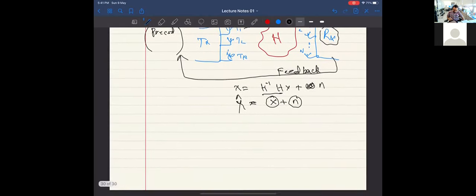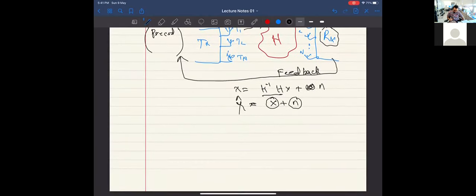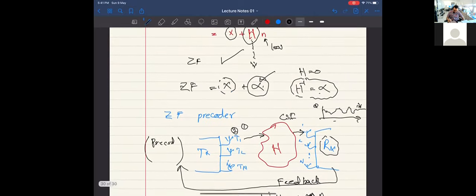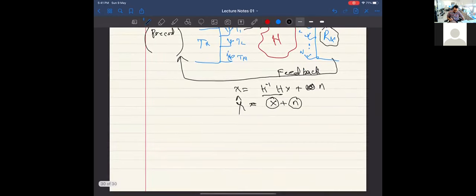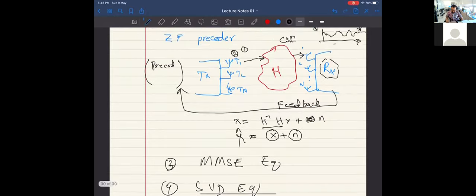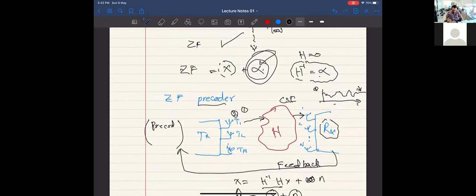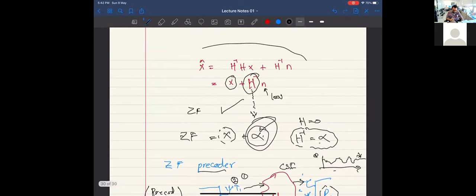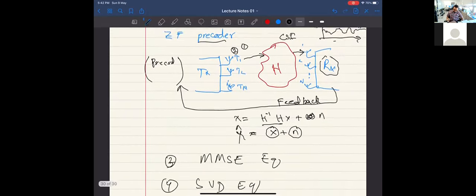Then there are other types of equalizer also. For example, to compensate for this, there are also some other types of equalizer. For example, the MMSE equalizer, or, for example, the SVD equalizer. But let's not discuss that because it's very complicated and also beyond the scope of this lab. So we will be covering this zero forcing, not even the zero forcing precoder, but we will be covering the very simplest form, which is the zero forcing equalizer, right? So I hope this is quite clear now.